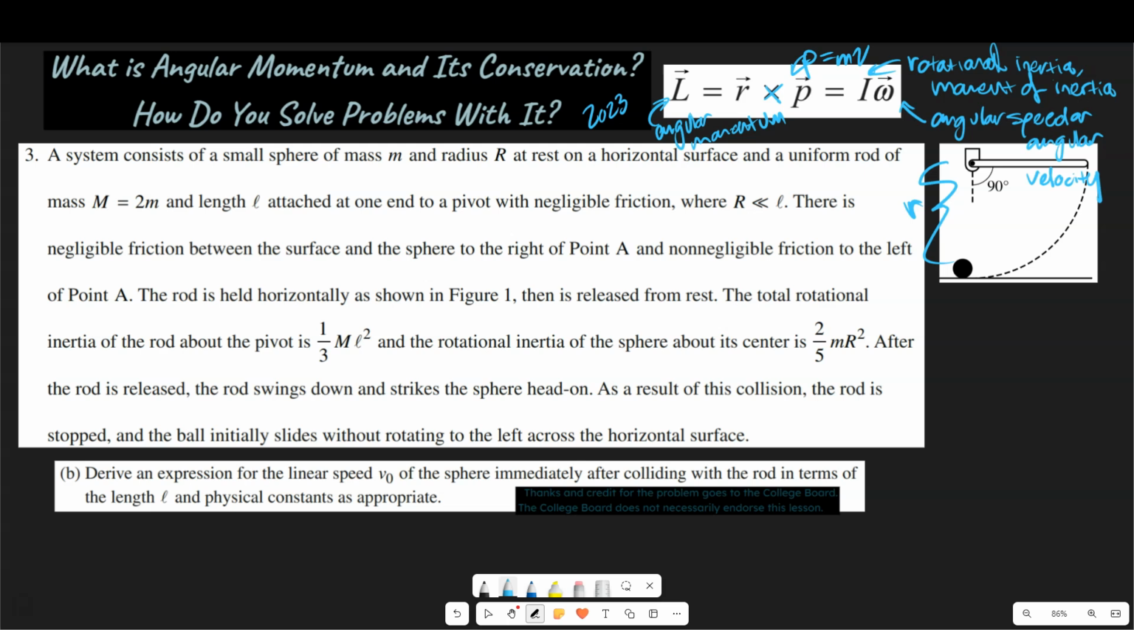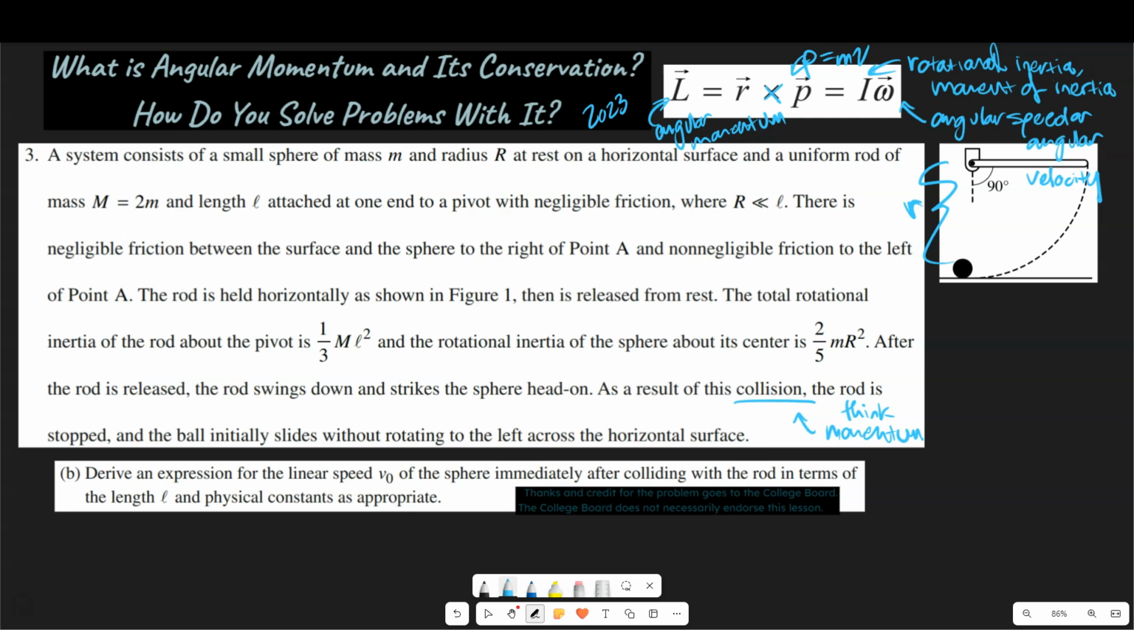And so we have this rod that swings down and hits the sphere. The first part of the problem was a conservation of energy problem. This part of the problem, where there's a collision, is where there's an angular momentum problem. So in the last sentence it says, after the rod is released, the rod swings down and strikes the sphere head on as a result of this collision. Whenever you see the word collision in physics, I want you to think momentum. So if there's a collision, that's a tell that this is almost certainly going to be a momentum problem.